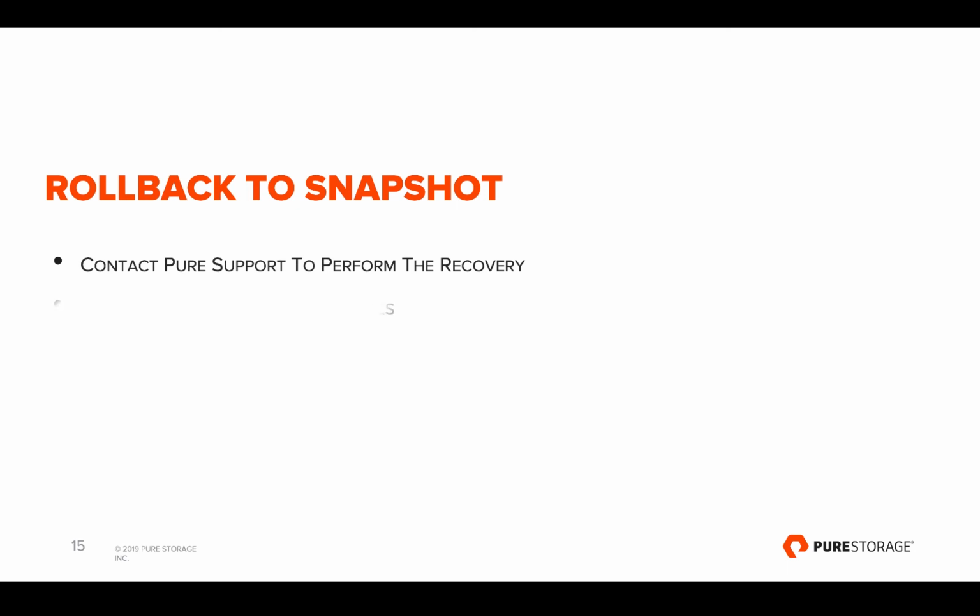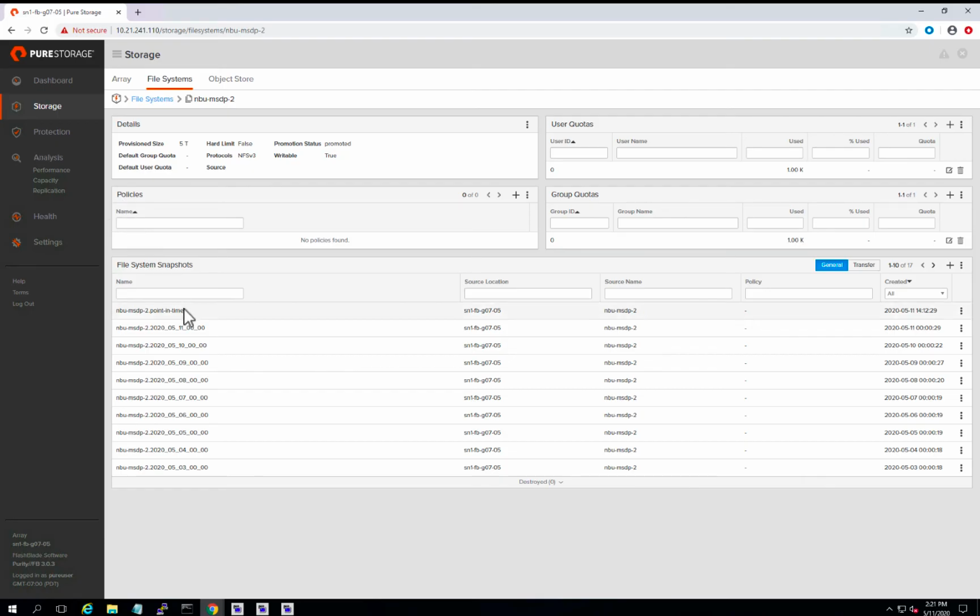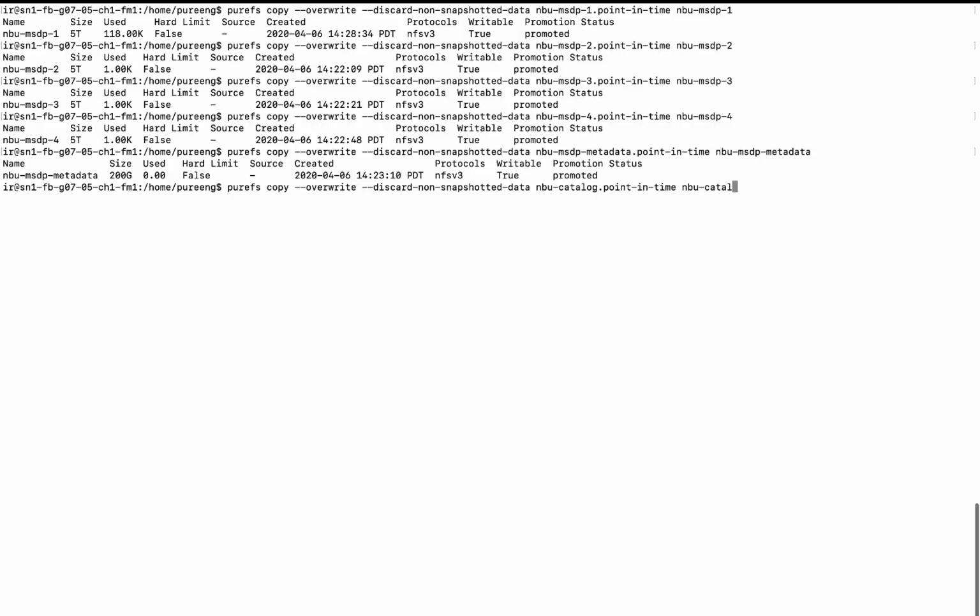The foremost step to perform the recovery is to stop the NetBackup components. In this case, both the MSDP media server and master server services need to be stopped. Identify which snapshot needs to be recovered for all the file systems for the MSDP storage pool, MSDP metadata, and catalog file system. Pure Storage support will perform the rollback on the affected file systems. In the case of the MSDP data pool, there will be multiple file systems in a single MSDP storage unit. You need to roll back all of them.